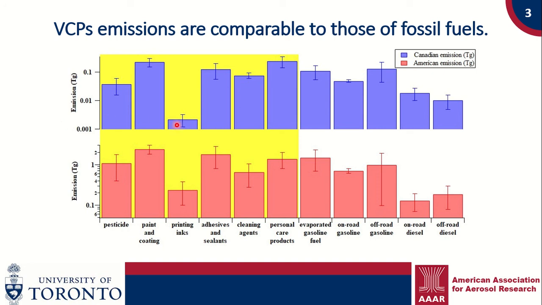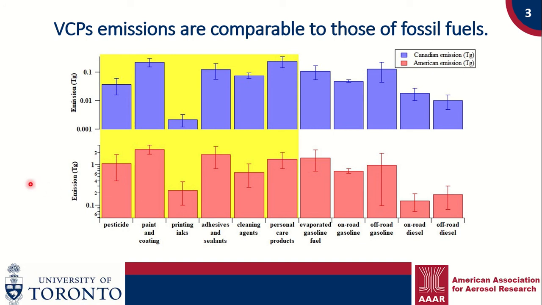But the thing that is key in this slide is that for the yellow part of the slide, you can see that the emissions are either similar to or at least comparable to the other half of the graph that is related to fossil fuels and combustion related sources of emission. So the message that we are getting is that it seems that VCPs are playing a more and more important role in terms of the outdoor air quality.